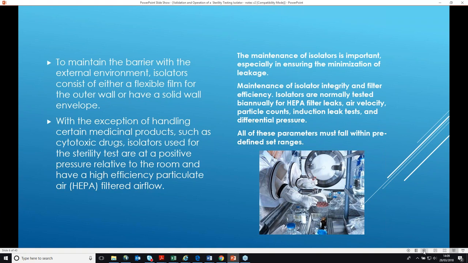The maintenance of isolators is important, especially in ensuring the minimization of leakage, where leakage of air could lead to the ingress of air from a less clean surrounding room environment into the isolator. So the maintenance of isolator integrity and filter efficiency is of the utmost importance. Isolators are normally tested biannually, every 6 months, for HEPA filter leaks, air velocity, particle counts, induction leak tests, and differential pressure. And importantly, each one of these parameters must fall within a predefined set of ranges.